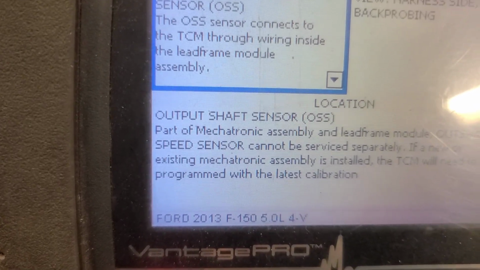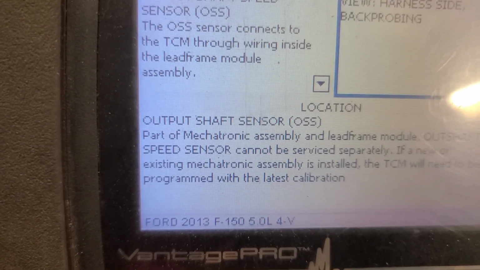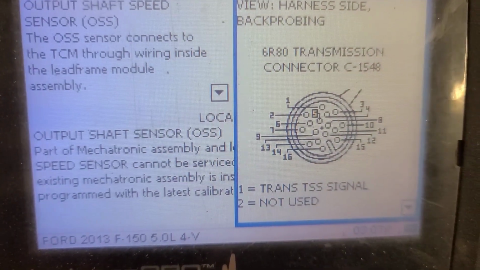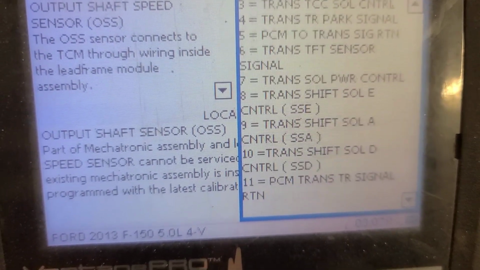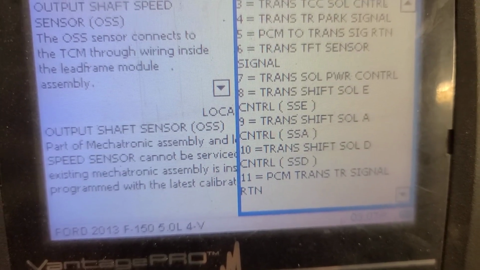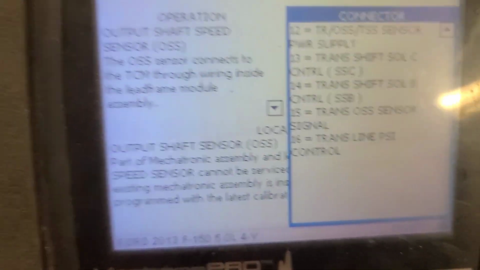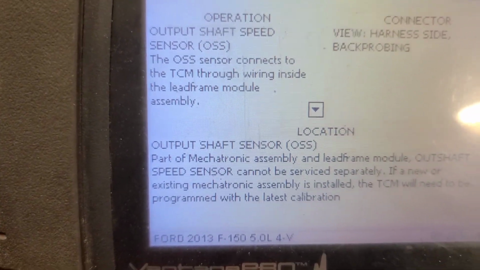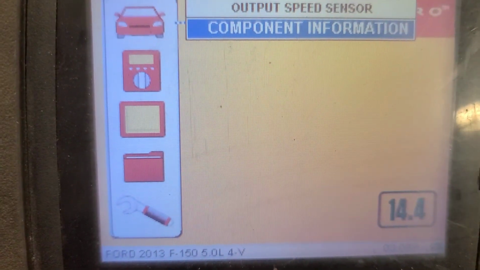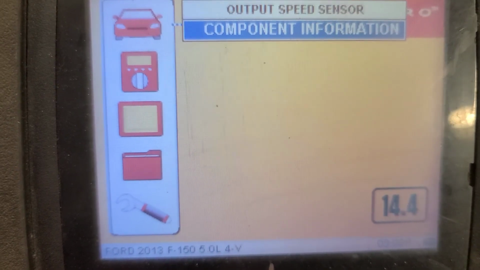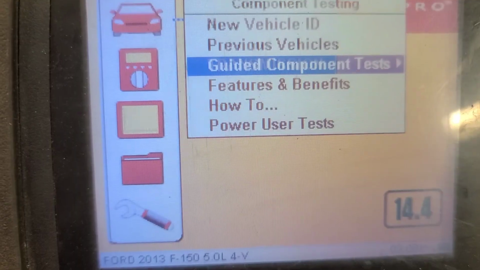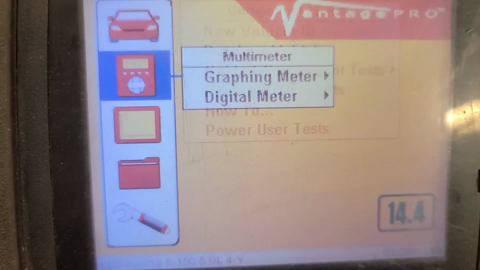So that's checking it at the transmission. I'm checking it at the computer here because it's easier to get to. I'm curious as to whether we see any electrical interference on that signal. Now, this guided component test doesn't have any tests, so we're going to have to use a lab scope.